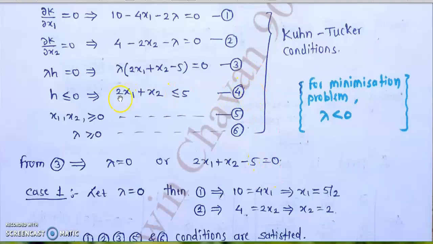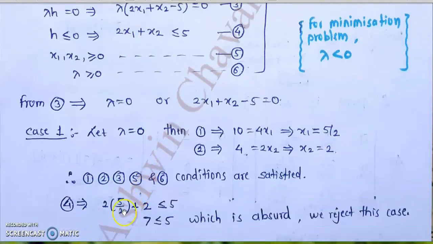So fourth condition says 2x1 plus x2 less than or equal to 5. So let's check for these values of x1 and x2. Put x1 as 5 by 2 here, so it's 5, and x2 is 2, that is 7. So we get 7 less than or equal to 5, which is absurd. So fourth condition is not satisfied by these two values of x1 and x2. That's why we reject this case. So out of these two cases, we have first case lambda equal to 0, and that is rejected.